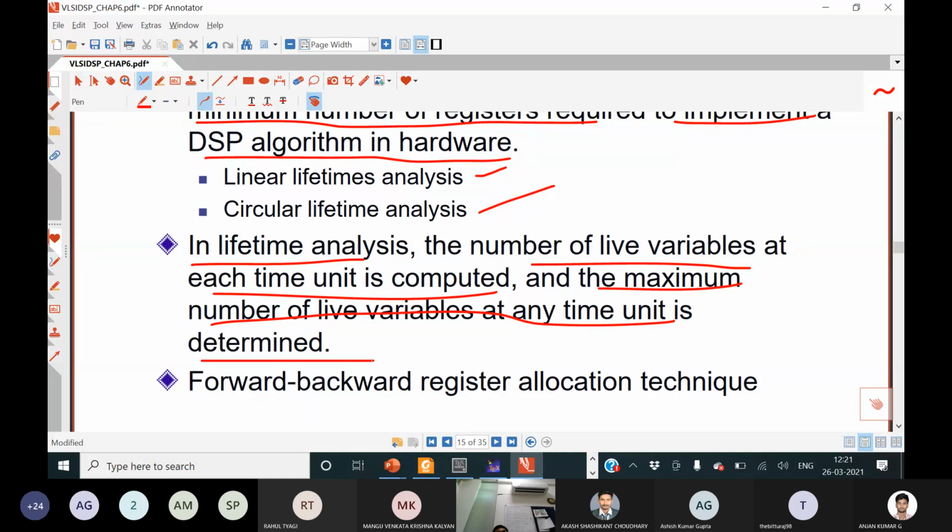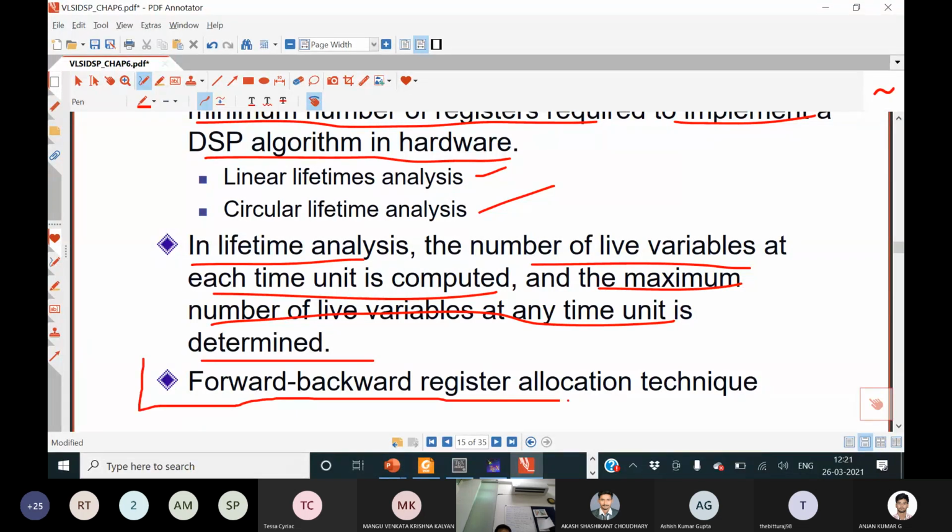Okay. Now, as we require registers at different clocks, ultimately whatever the maximum value of registers at one particular clock, that would be the minimum amount of registers that we require for our DFG. Okay, so that we need to find out. That we will also see with the example.